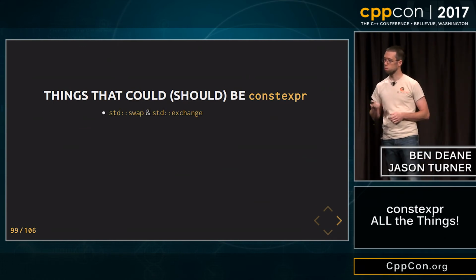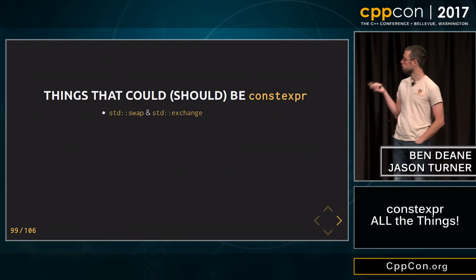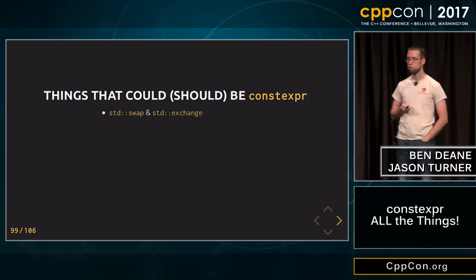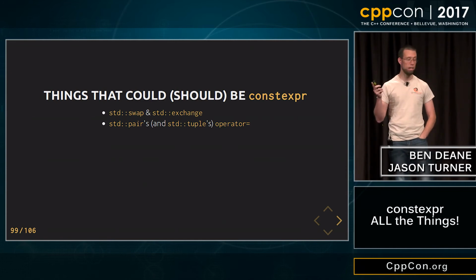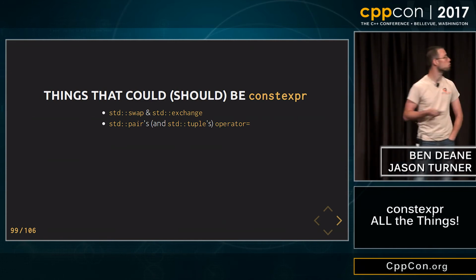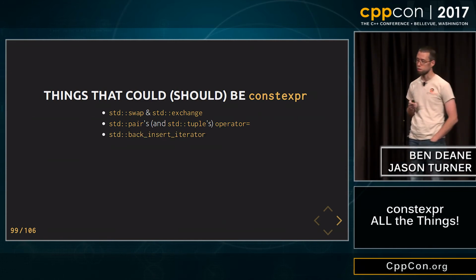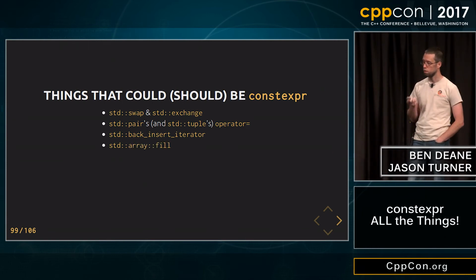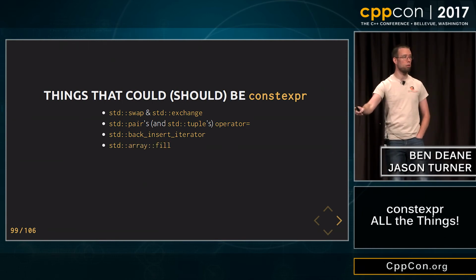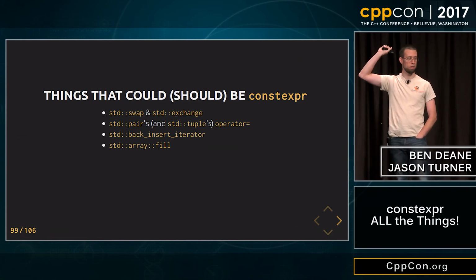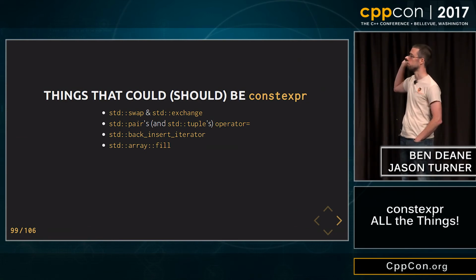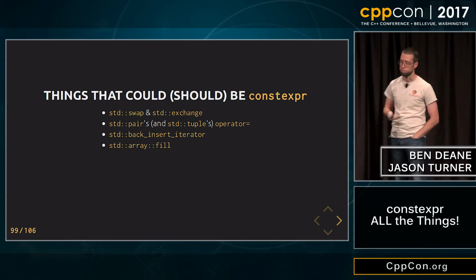So, things that should be constexpr, we mentioned swap. We did not mention exchange yet. But it's like swap. Yes. Exchange should totally be constexpr. It's not yet. And tuple, we didn't explicitly mention tuple yet, had the same problem with their assignment operators, back insert. All of standard array, except for the fill member function, is constexpr. That one I'm really confused about, personally.